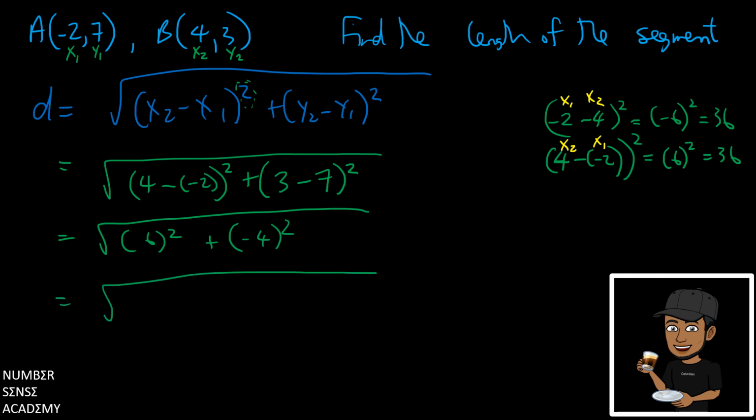So I have 6 squared is 36. Negative 4 squared is 16. So now I have the square root of what looks like 52. So if you plug that in on your calculator, just find the square root of 52. Should end up with something approximately 7.21. We'll just leave it at 2 decimal places. So very straightforward.